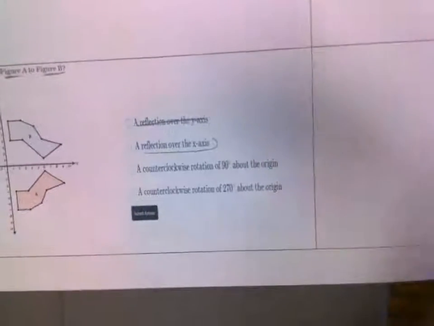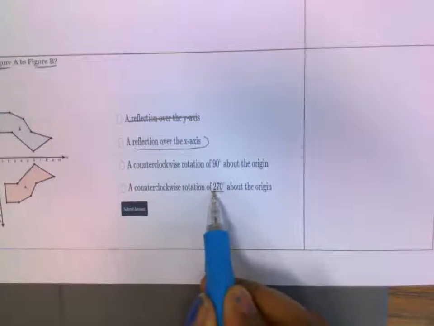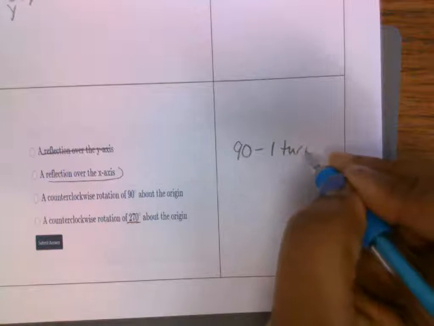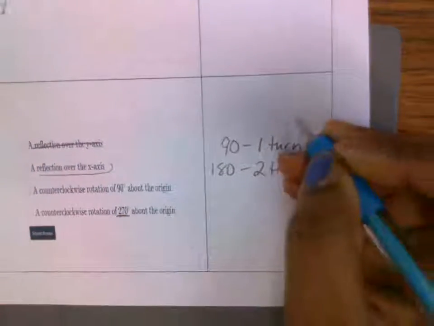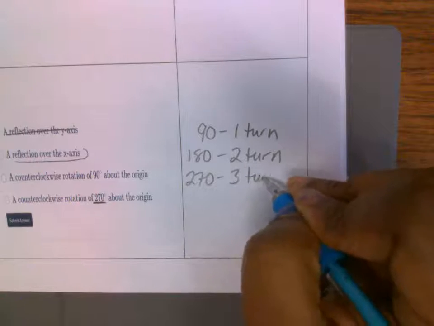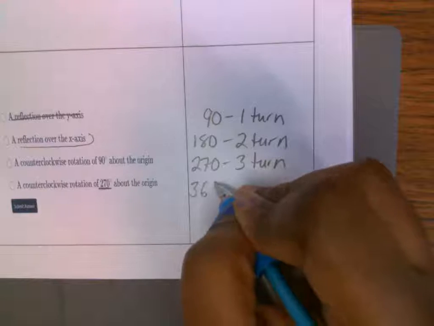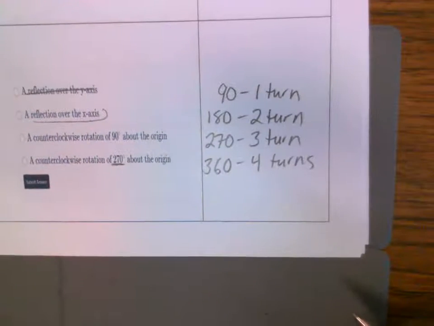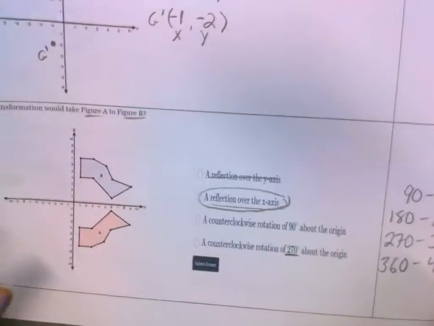Okay? So counterclockwise is not the answer here because it's not turned sideways, and it's not the answer for this one either. Counterclockwise rotation 270 is 3 turns. Remember, 90 is 1 turn. 180 is 2 turns. The object is just upside down. 270 is 3 turns. And of course, 360 looks like it didn't move at all. That's 4 turns. It's right back where it started from. Okay. So our best answer here is that it flipped over the x-axis.